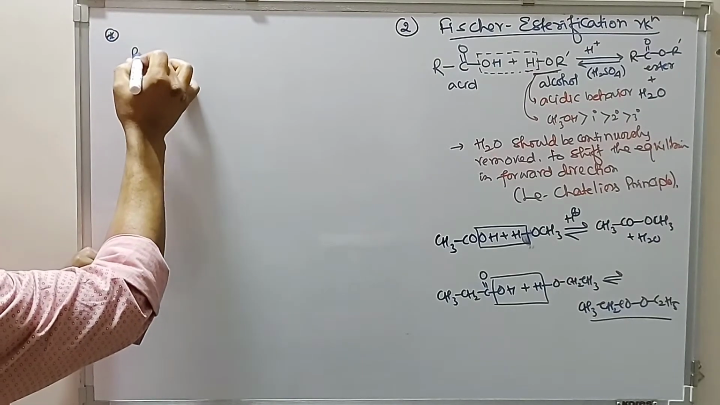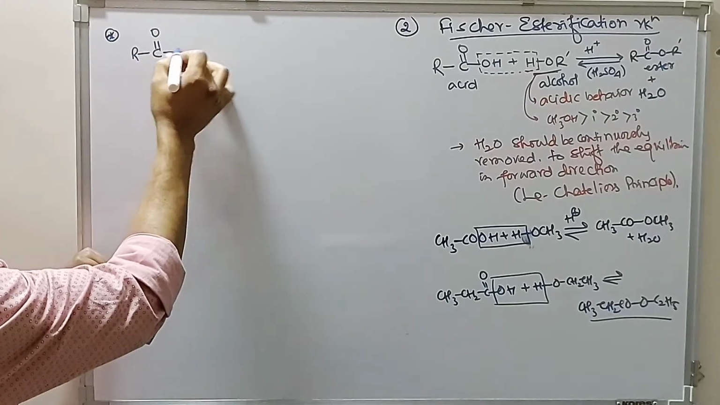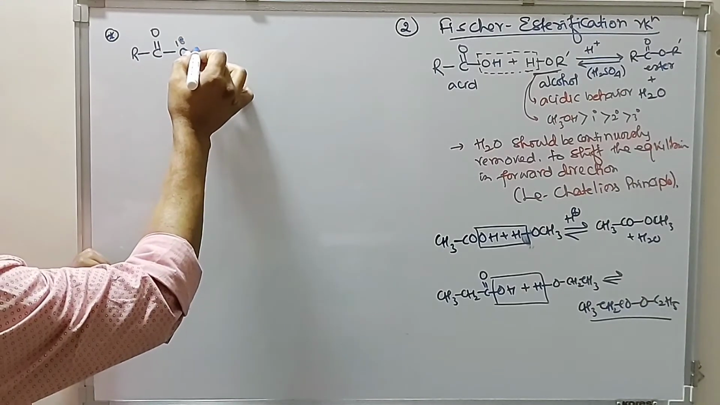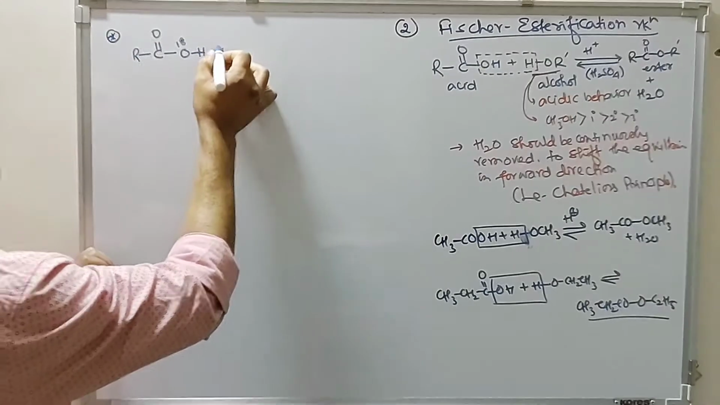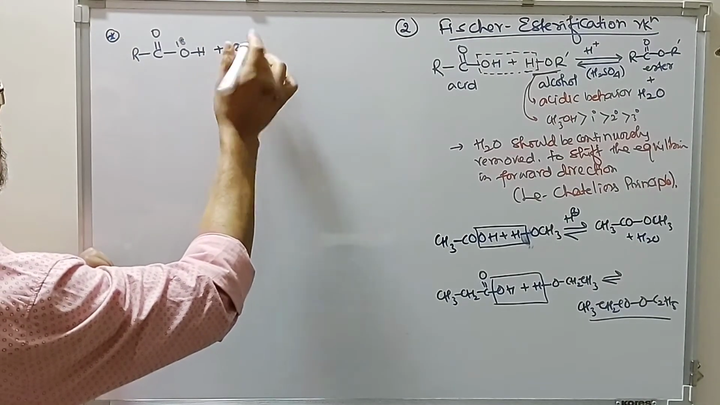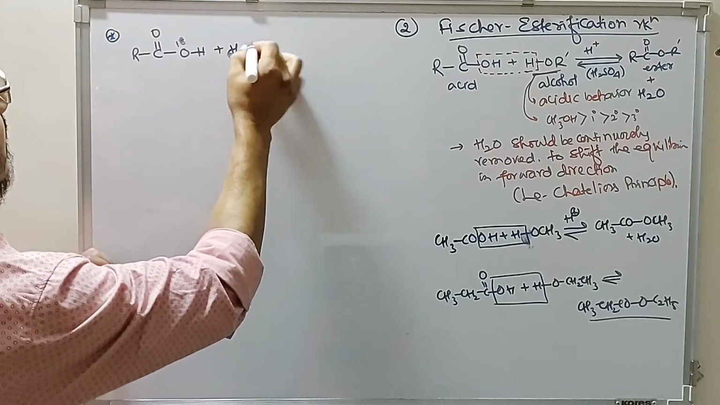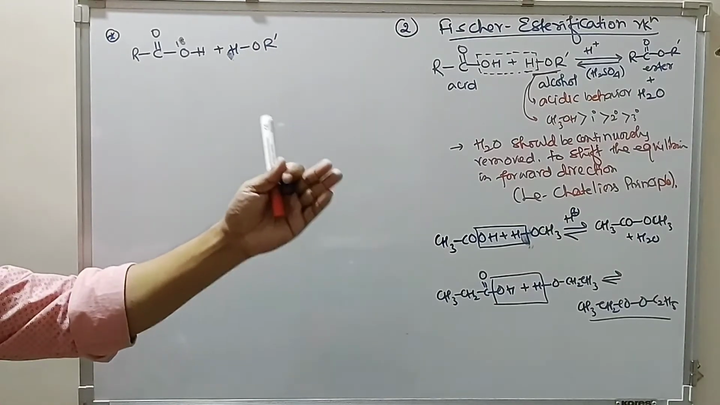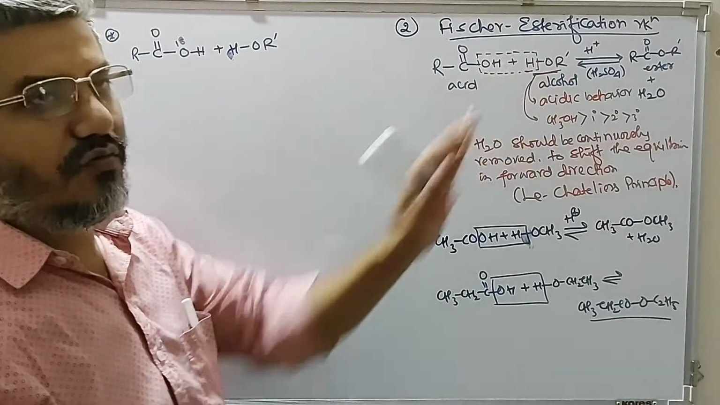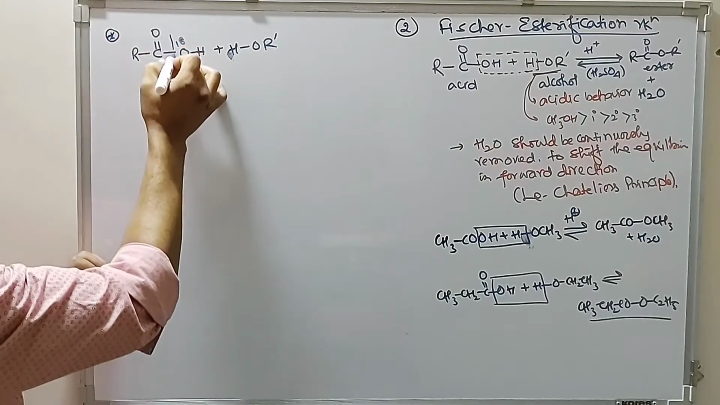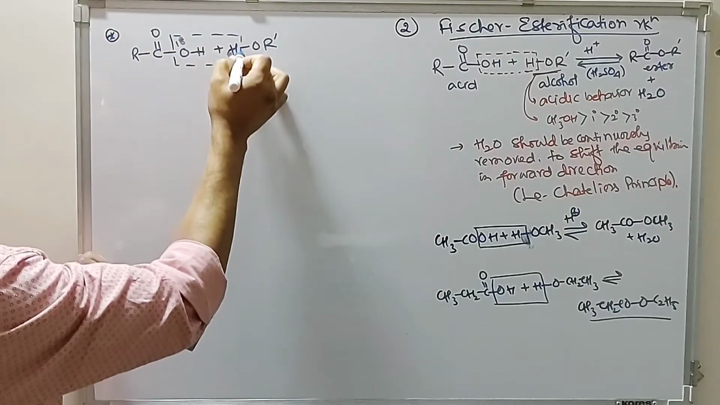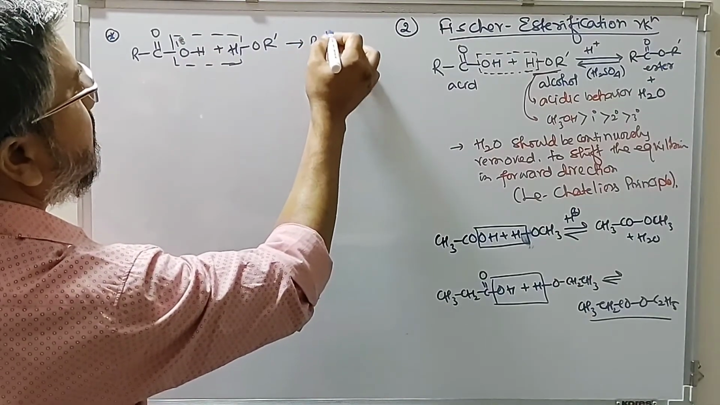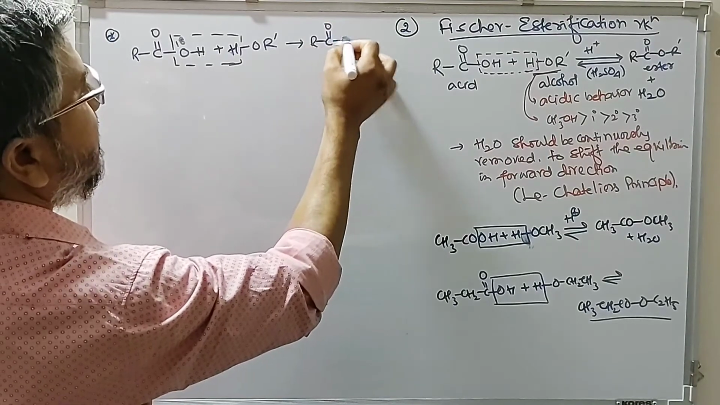We have looked at this RC double bond O, that is labelless isotopic oxygen. This reacts with HOR prime. Now during this reaction, as I told you, H plus ion is coming from alcohol, so this label oxygen will be removed and the product will not contain any label oxygen.